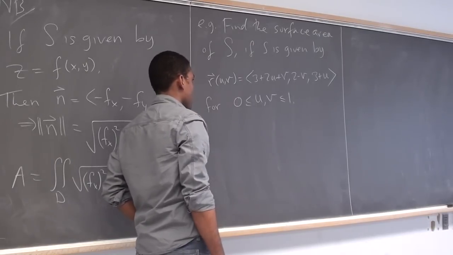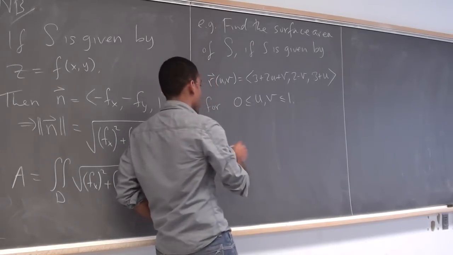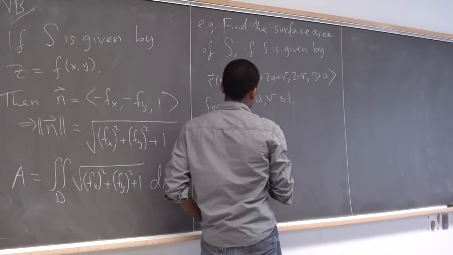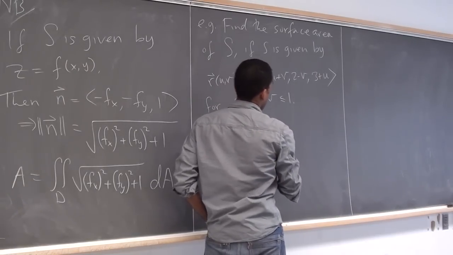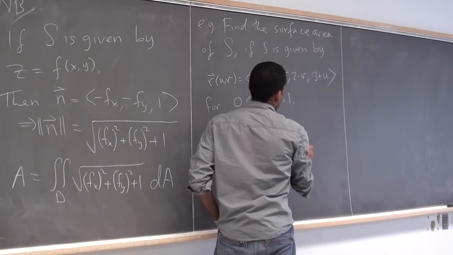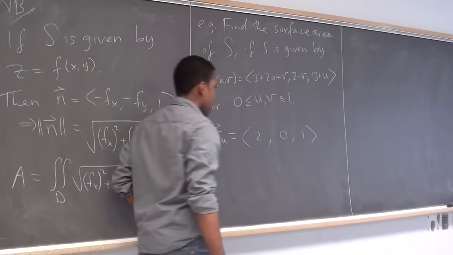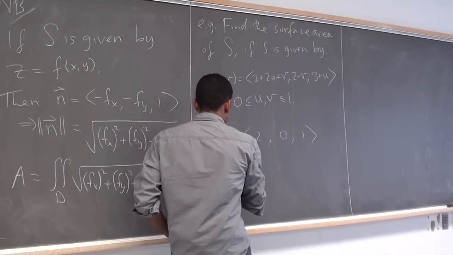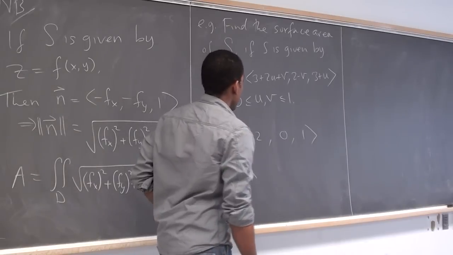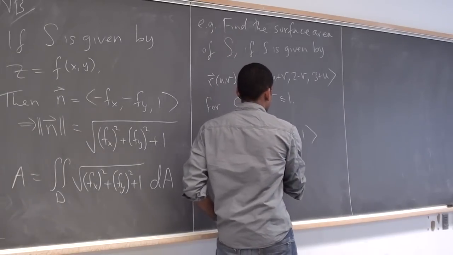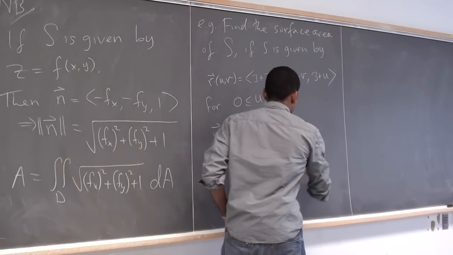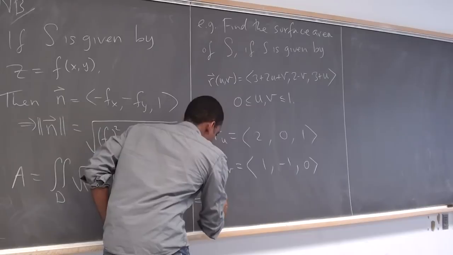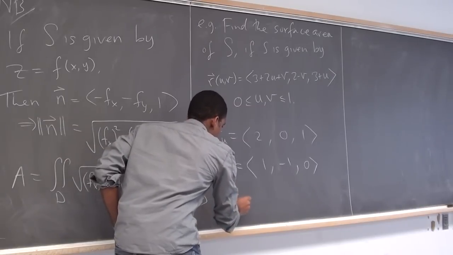Well, just find partials. Find the normal by finding the partials, right? So you have r sub u, that would give you what? 2, 0, 1. That's already a constant, so if you evaluate at a point, it doesn't matter. r sub v would be 1, -1, 0. They're already constant, so the u and v don't matter.